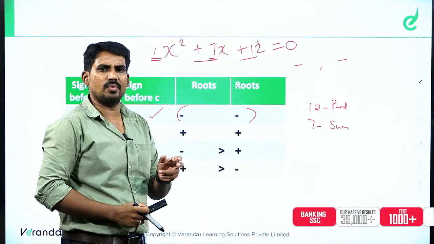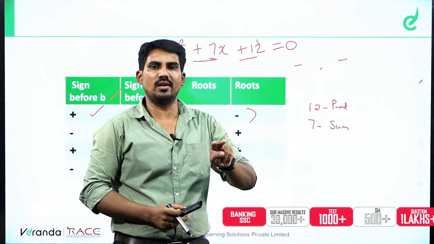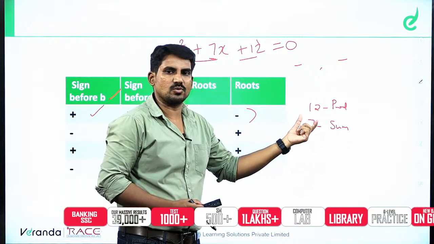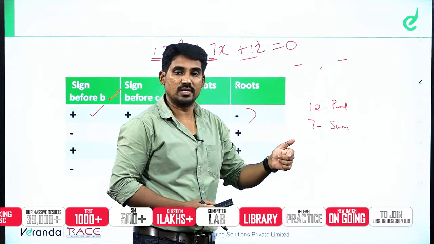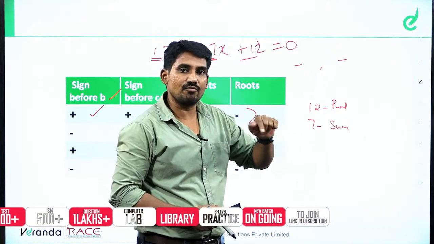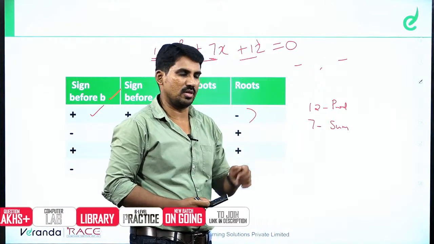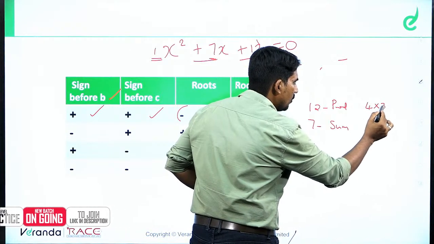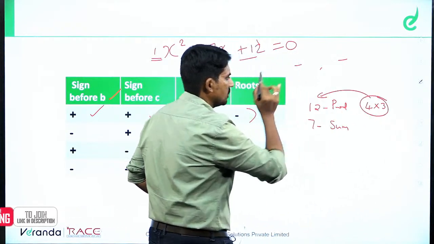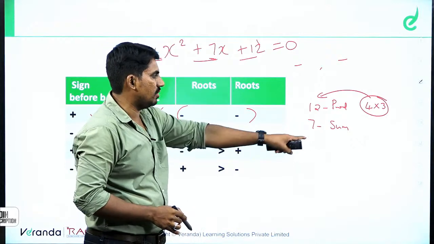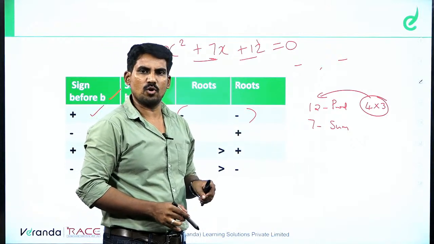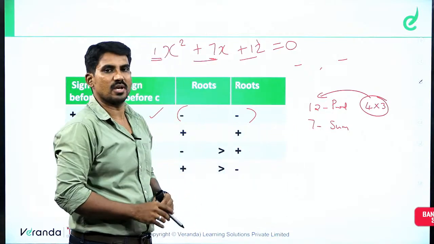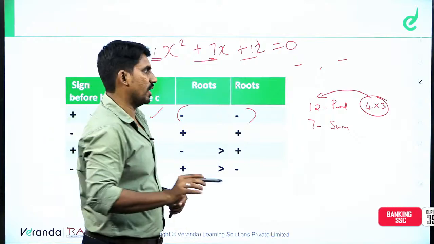Now, guess any two numbers whose product is 12 and sum is 7. What numbers can we choose? For the 12, we can take 6 into 2, 2 into 6. And the same 12 we can consider as 4 into 3 also. Therefore, see, when we take 4 into 3, we are getting 12 as the product. The same 4 plus 3, we are getting the sum as 7. 4 plus 3, what is the sum? 7. 4 into 3, what is the product? 12. Therefore, the roots are 4 and 3.